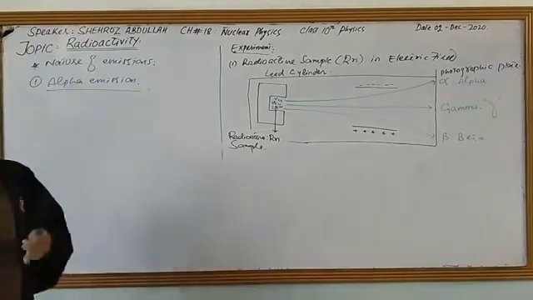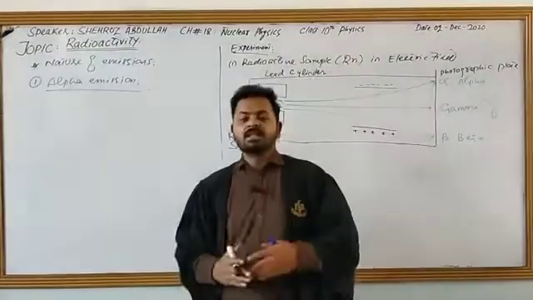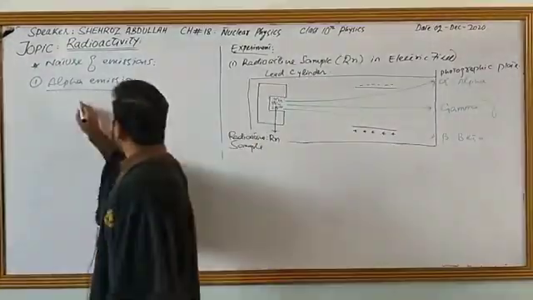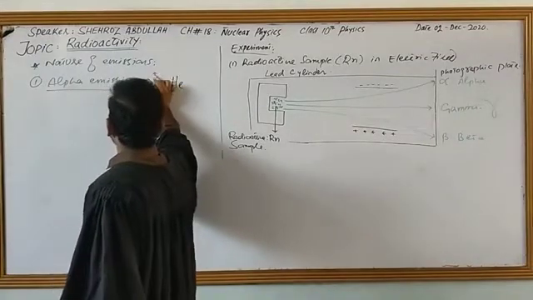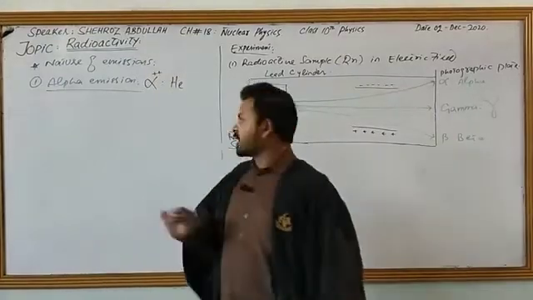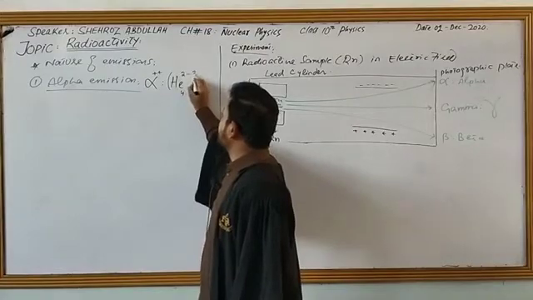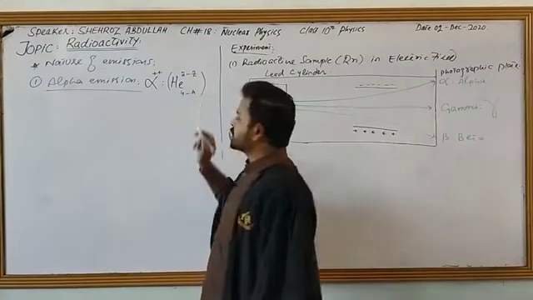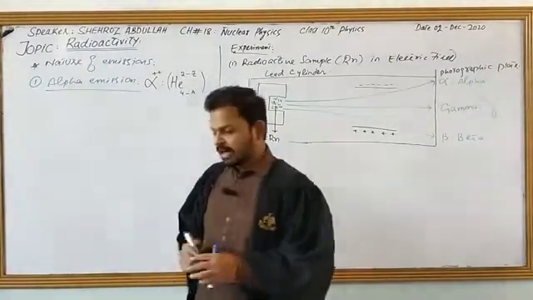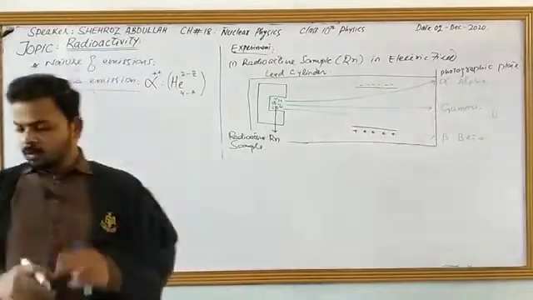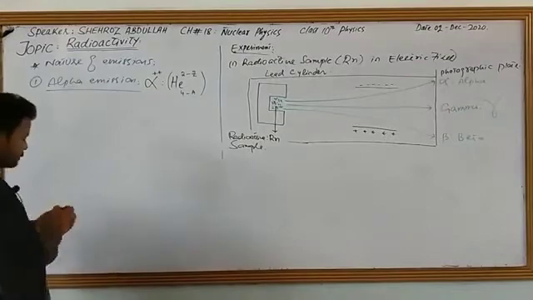You know, alpha is basically the nucleus of helium, or you can say the nuclei of helium. Alpha is represented by this symbol. Alpha has a doubly positive charge, right? As helium's atomic number is 2 and atomic mass is 4. Okay, alpha is a helium nucleus. Alpha has doubly positive charge.